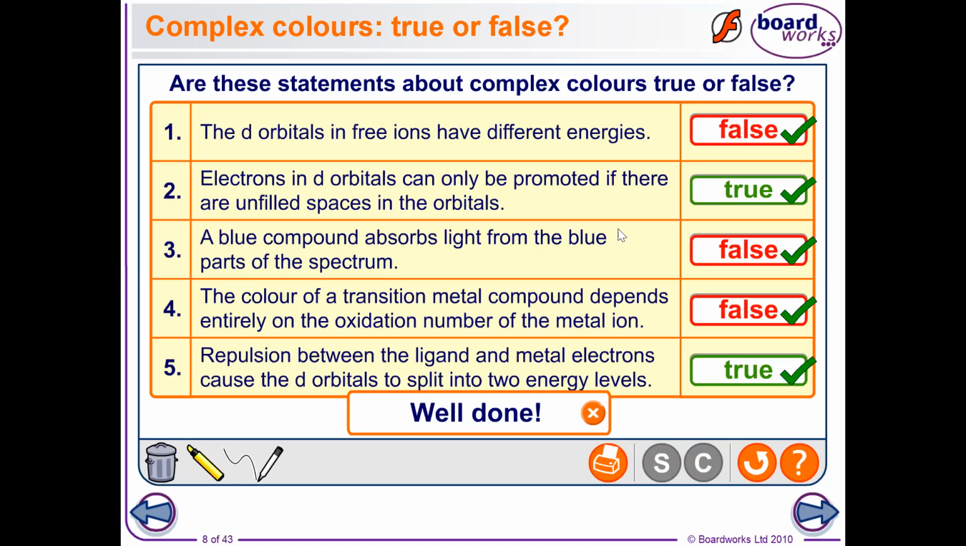It also depends on the complex itself, no? Oxidation number, of course, coordination number as well. No, it's not only entirely on the oxidation number. And of course, repulsion between the ligand and metal electrons can cause the d orbitals to split into 2 energy levels. Okay? Try to remember these points. Do you have any question? Is there any question before we proceed? Okay, none. Okay, let's proceed.